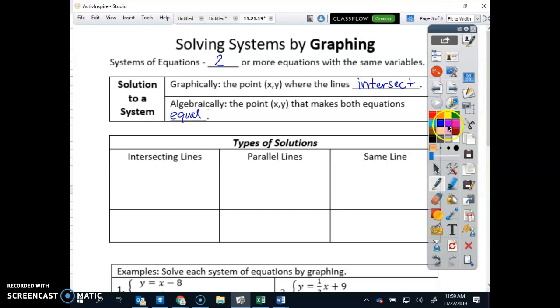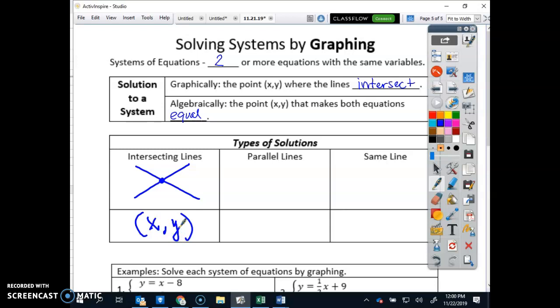Alright, so there are different types of solutions. But you're like, no, miss, it's where they cross. Yes, it is where they cross. So the solution to lines that are intersecting would be the point of intersection. Whatever that point is, x comma y, is where your solution lies.